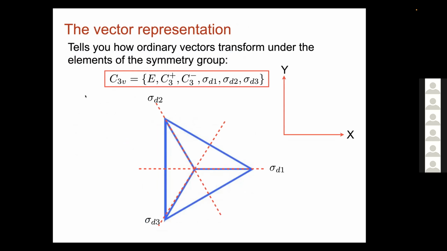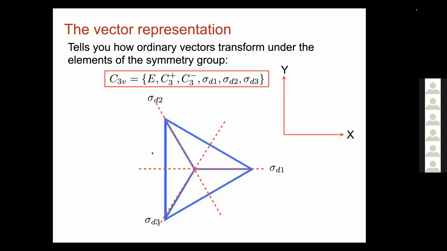And these are the elements: the identity element, which shouldn't be confused with E, the irreducible representation, they have nothing to do with each other. These are rotations, counterclockwise and clockwise, of 120 degrees around the center, which obviously are symmetries of the molecule, and then these three reflection planes.